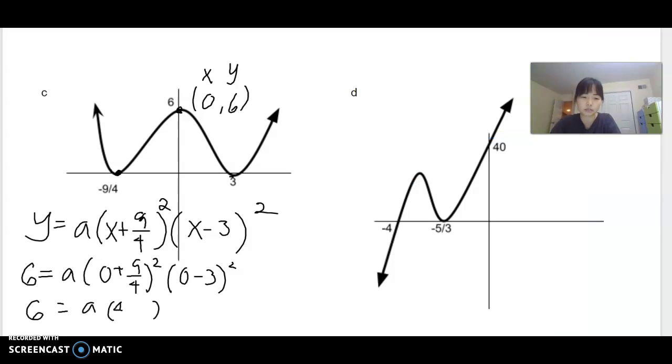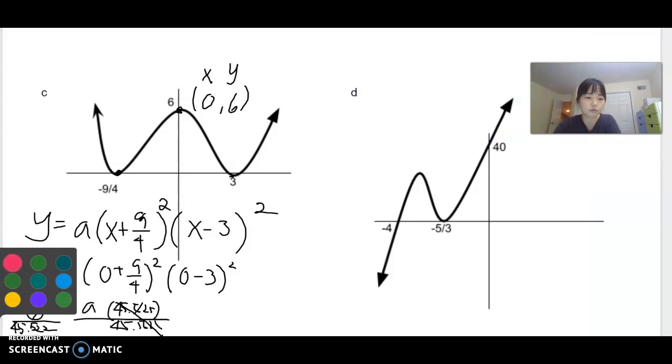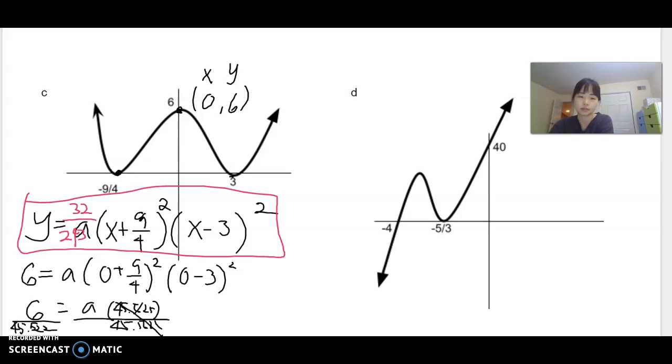You just have to divide everything by that, right? Okay, I cannot really type well with this pen right now. The one that I have at home doesn't work well. So, bottom line, you just have to do 6 divided by 45.5625. Turn that into a fraction: 32 over 243. So you just have to go over to the a. Your equation says 32 over 243. That's my equation. Let's do this one.